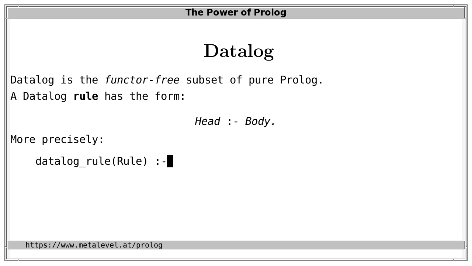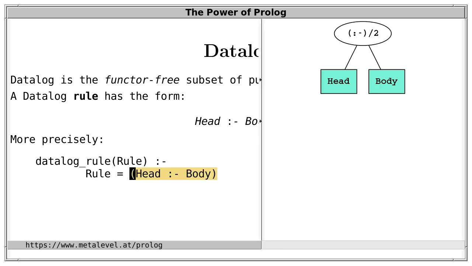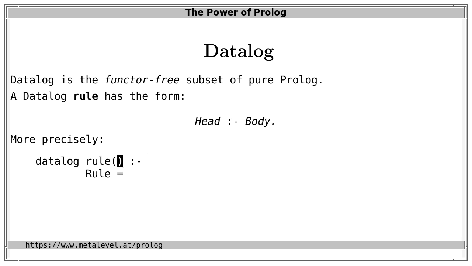So let's think about it. When is the term rule a Datalog rule? Well, as just mentioned, rule must have a specific syntactic shape, namely this one. That is, it must be a compound term with principal functor :- and two arguments, the head and the body. And we can of course state this directly in the head of this clause. So instead of speaking about rule, we can say directly a Datalog rule is a term of this shape.